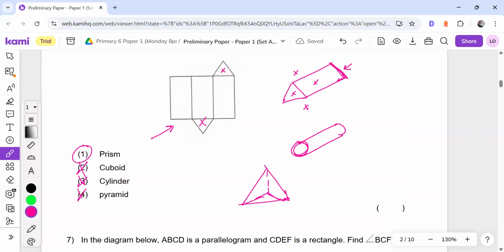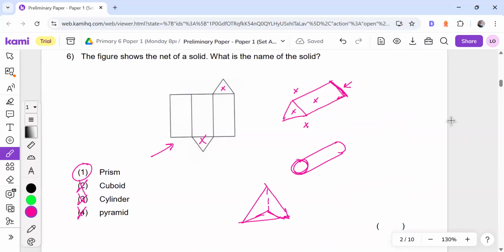Okay, so this is called a prism. But how do you know it's a prism? And what is a prism? Now, a prism is anything that you can cut. It's like a cake. You cut the cake into many parts. For example, you cut here, then you look at the inside of the cake. And what do you see? You will see a triangular face.